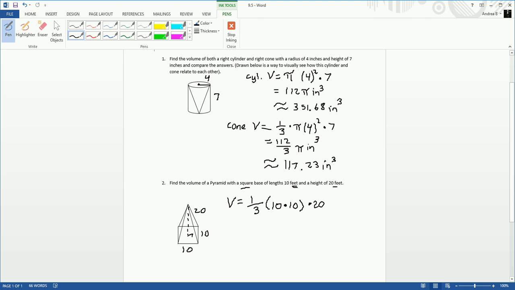So here, one way to write this out would be as 2,000 over 3. Or if we get an approximate answer as a decimal, it'd be about 666.67. And in this case, we were dealing with feet instead of inches, so we would have cubic feet this time. And make sure anytime you have a unit that you include those.